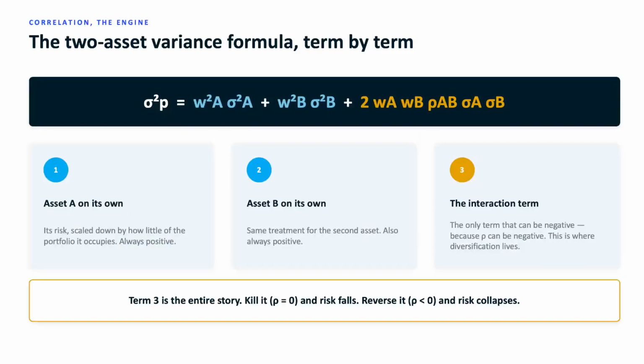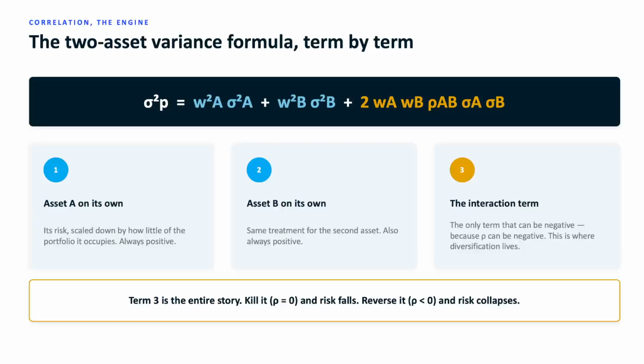Now let's look at the two asset variance formula term by term. So we are piecing this formula together. Portfolio variance equals weight of A squared times A's variance plus weight of B squared times B's variance plus 2 times both weights times correlation times both the standard deviations.